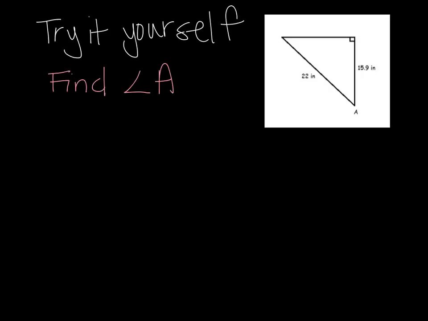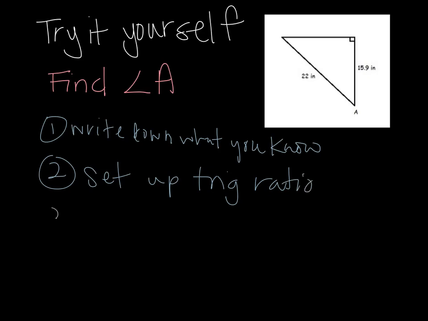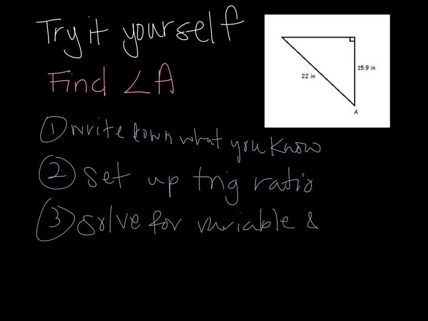Now try it yourself. You need to find angle A in this problem. Remember these 3 simple steps that will help you solve any trig ratio. 1. Write down what you know. 2. Set up your trig ratio. And lastly, you're going to solve for the variable. And round to the nearest tenth.